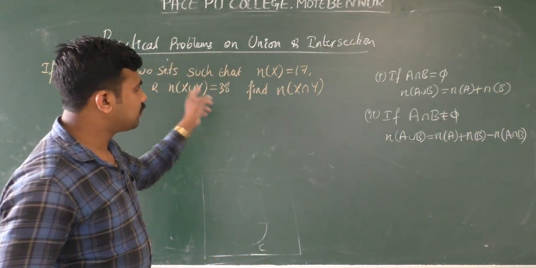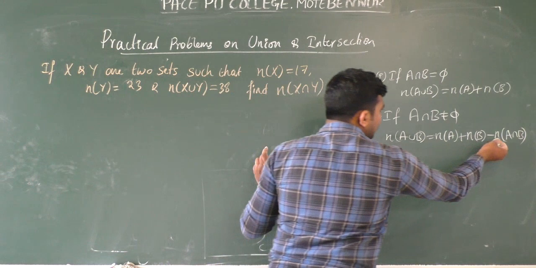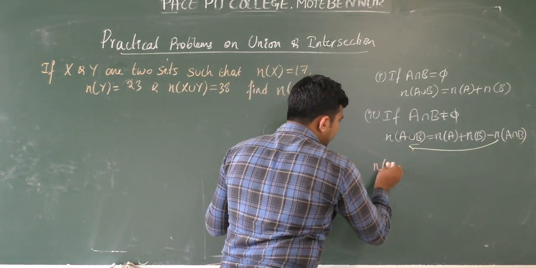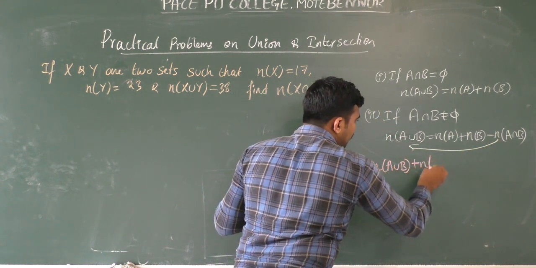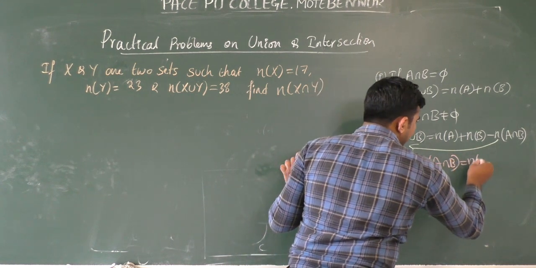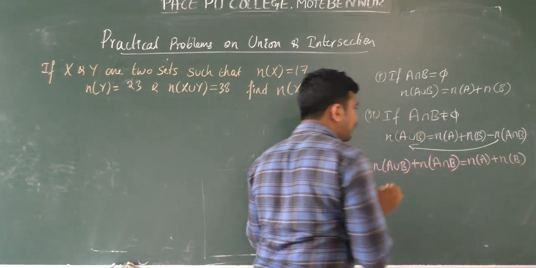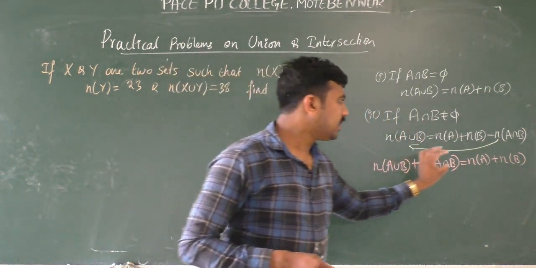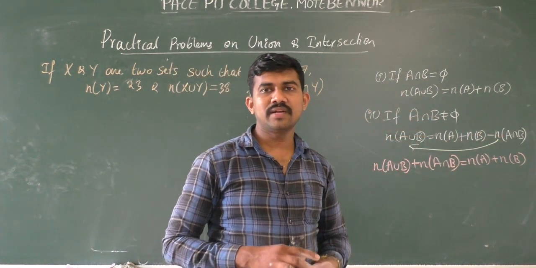So we can use the same formula. See, we can write that formula like this. Shift this negative term and write it as n of A union B plus n of A intersection B is equal to n of A plus n of B. This is for our convenience. Writing positive terms on one side, there are no negative terms. We are avoiding the negative terms.